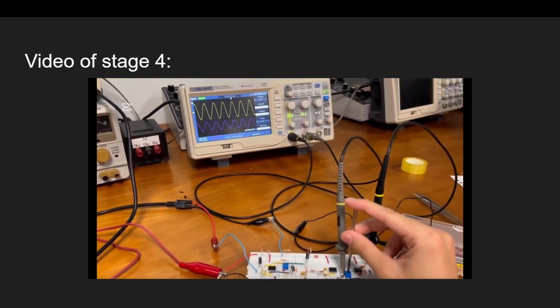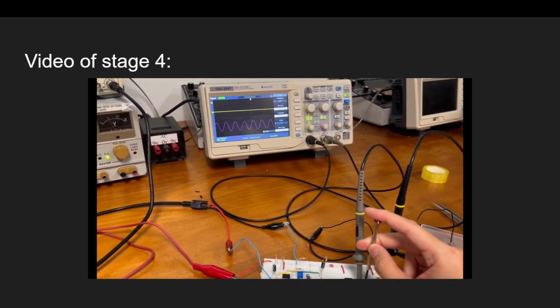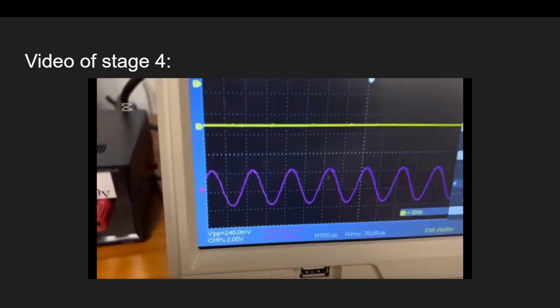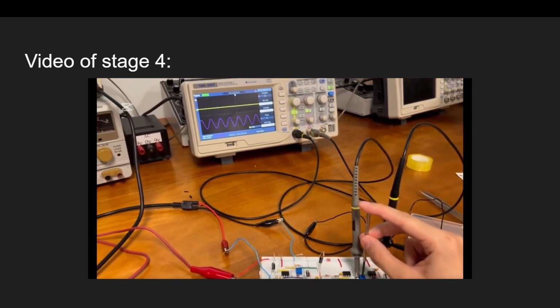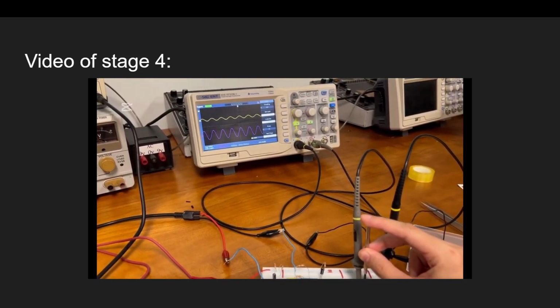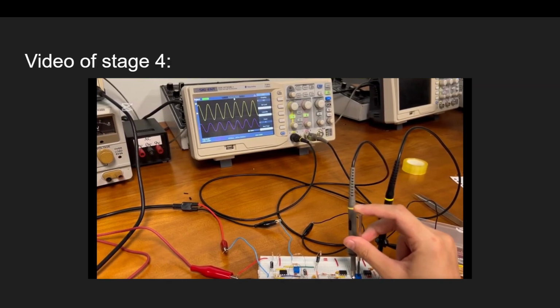By turning the trimmer to the left, we can see that the amplitude of the sine wave decreases until it is flat. And when turning the trimmer back to the right, we can see that the amplitude increases until it reaches the maximum output voltage of about 7 volts.